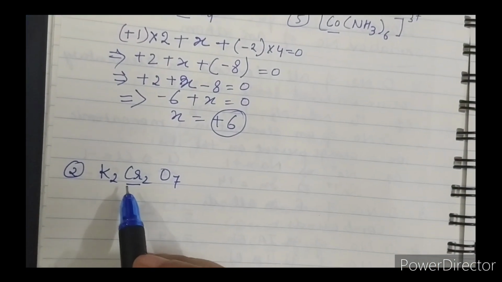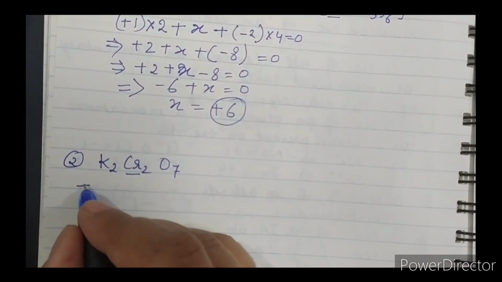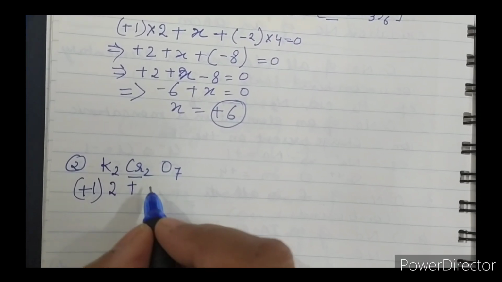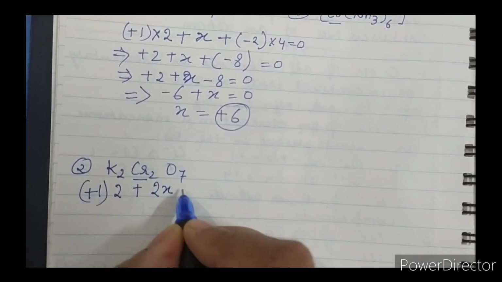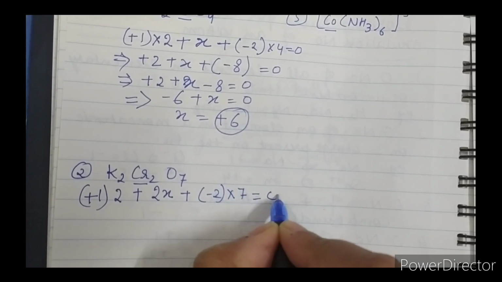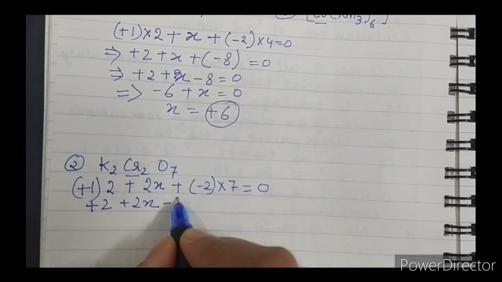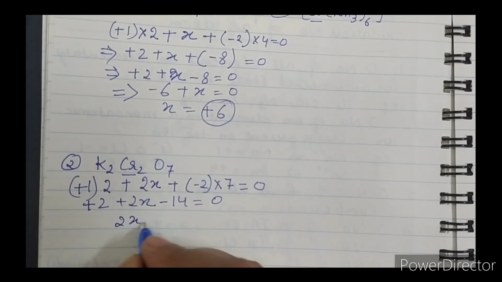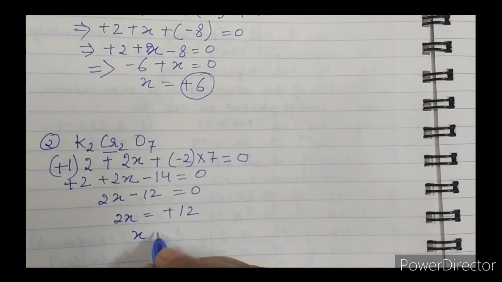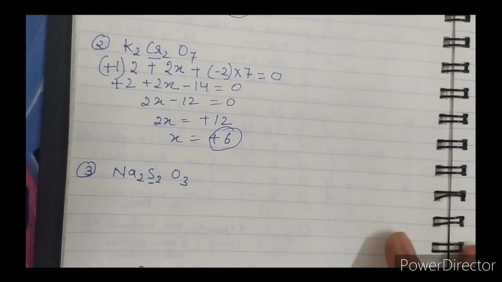Now another example, potassium dichromate. Here we have to find the oxidation number of chromium. Potassium is an alkali metal, so we take its oxidation number as +1 into 2, plus chromium, which we assume to be X, and there are 2 atoms, so 2X, plus -2 for oxygen, and there are 7 atoms, so multiplied by 7, is equal to 0 because it is again a neutral molecule. So we get +2 + 2X - 14 = 0, so 2X - 12 = 0, and 2X = +12. X will be equal to 12 divided by 2, that is +6. So again the chromium oxidation number will be +6 in potassium dichromate.